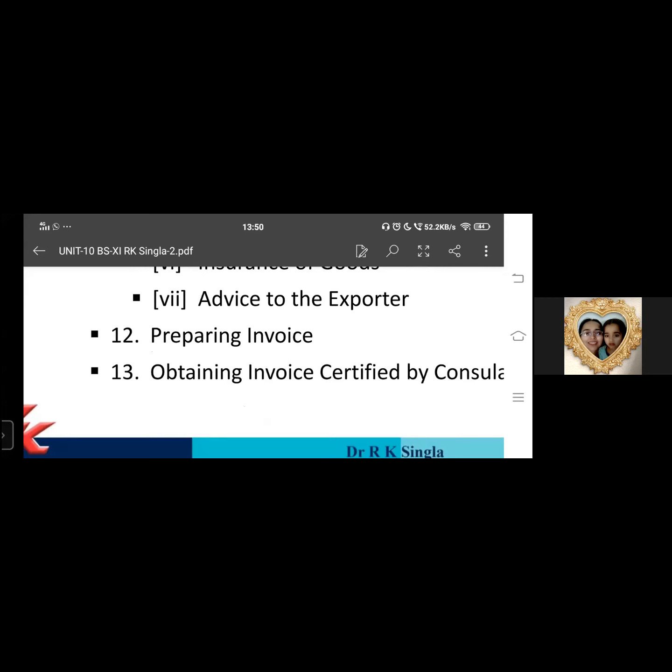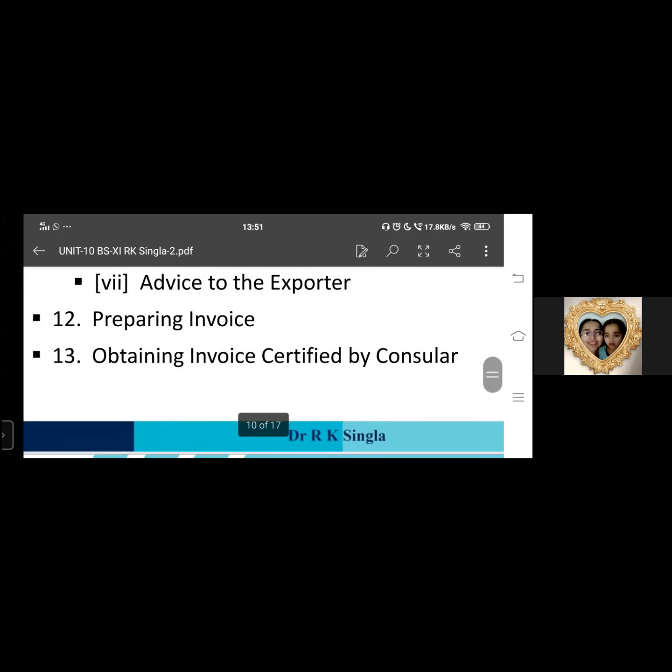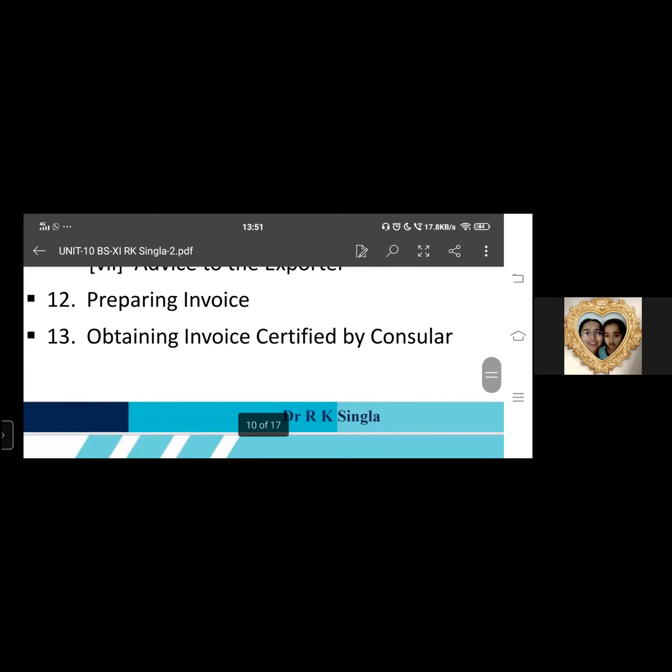Then 12th point is preparing invoice. After receiving information from the forwarding agent, after the loading of goods, an exporter prepares the invoice. Okay, ab exporter prepare karega apna invoice. Okay, the invoice is prepared on the basis of the terms and conditions decided upon between the exporter and importer. Jo bhi inke beech mein decided tha, uske accordingly ye invoice prepare kiya jayega. Okay, and next point 13, obtaining invoice certified by consul.